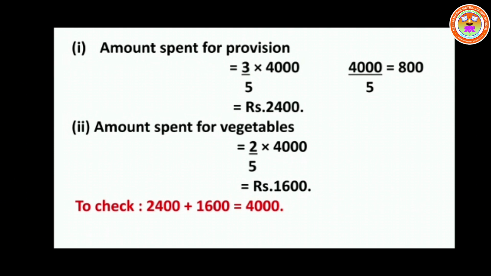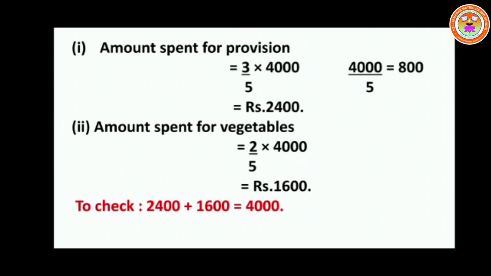Okay. Now let us check this. If we add both these amounts, how much they spent, you will get the total amount allotted. How much amount did they allot, children? 4,000 rupees. Now see, the first subdivision answer is rupees 2,400 plus the second subdivision answer, what you got? 1,600. When you add both, you will get 4,000. Yes, of course, then the answer is correct. So they spent rupees 2,400 to buy provisions, and rupees 1,600 to buy vegetables.